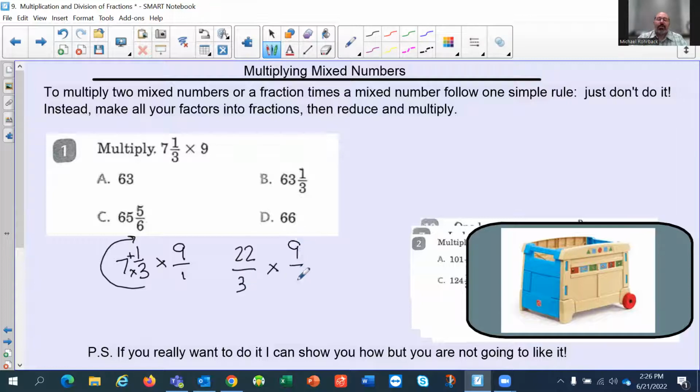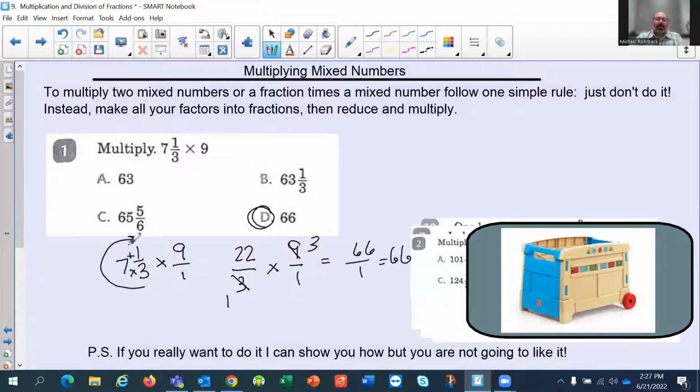Times 9/1. Okay, well, can we reduce? Because if we can, we want to. And yes, we can. So these both divide by 3. 3 divided by 3 is 1. 9 divided by 3 is 3. Now we go top times top. 22 times 3 is 66. 1 times 1 is 1. And 66/1 is 66, which is letter D.